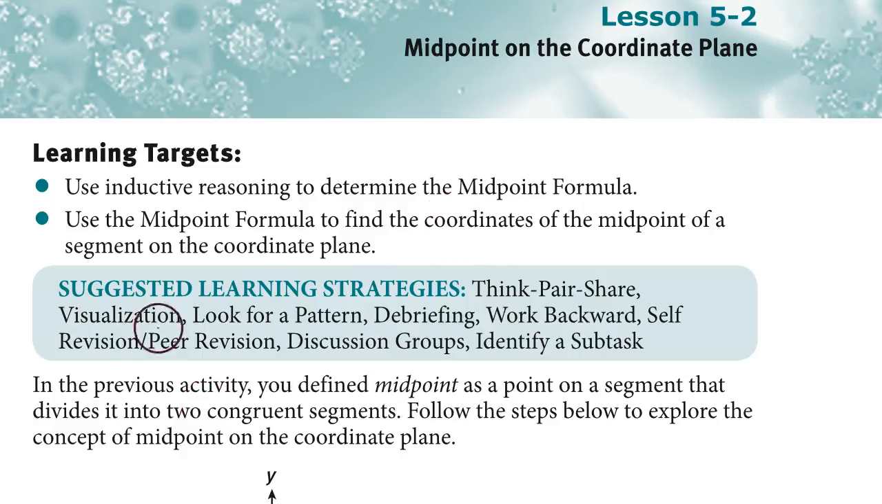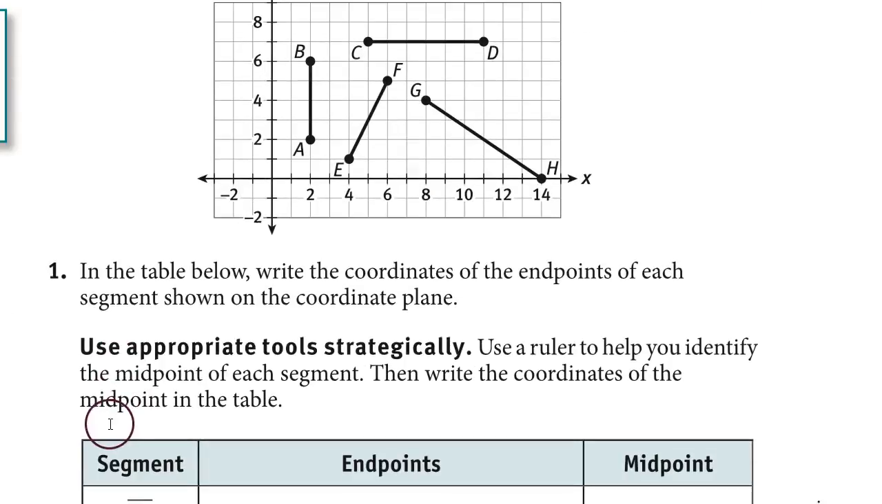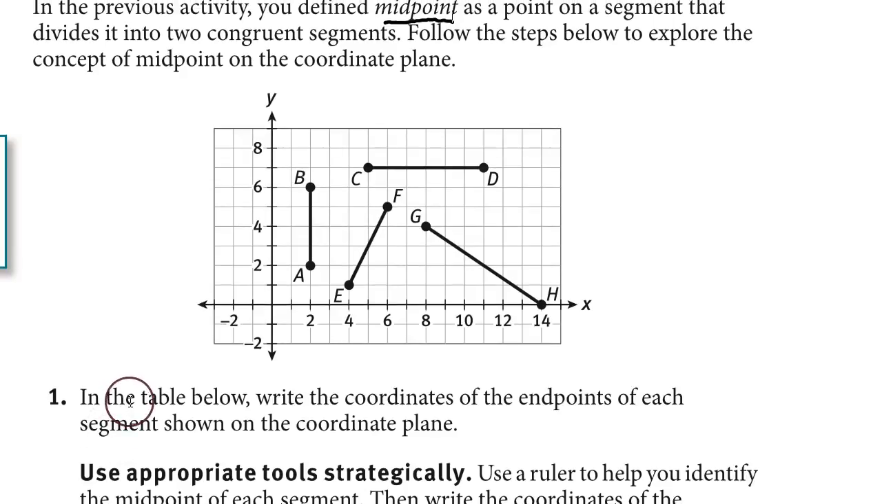In a previous activity, we defined the word midpoint as the point on a segment that divides it into two congruent segments. Let's explore this more when a segment is drawn on the coordinate grid. Here's an example of some segments drawn on a coordinate grid.